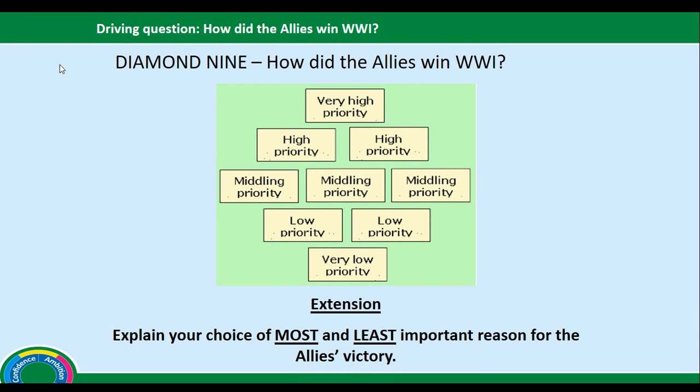You will have to use the information on the next slide and on the task sheet to complete this, as well as explaining why you put your most and least important reasons for Allied victory where you have. You can locate this task on your task sheet under Task 3.